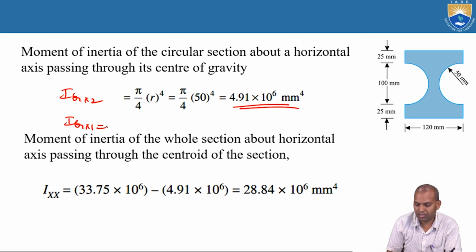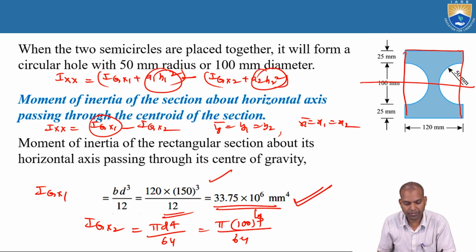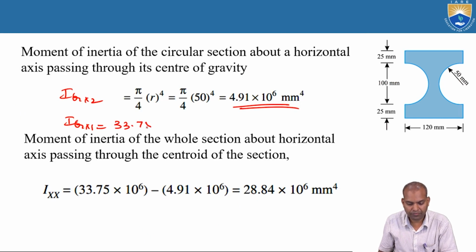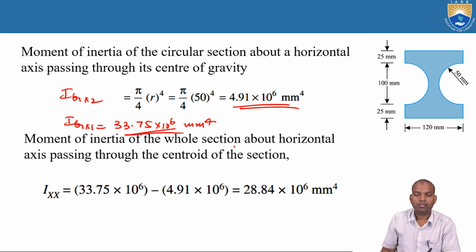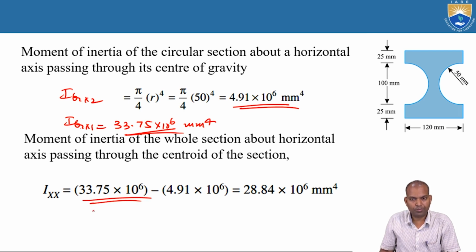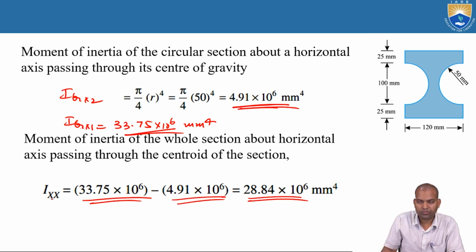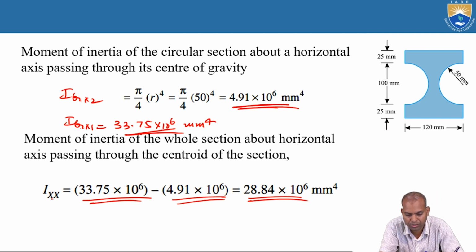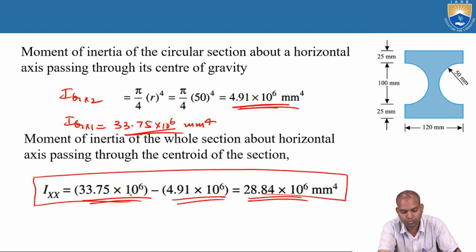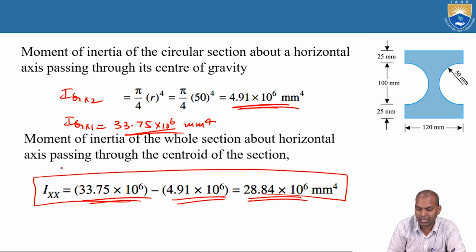What is the Igx1? The Igx1 is 33.75 into 10 power 6 millimeter power 4. Now Igx1 minus Igx2. That is 33.75 times 10 power 6 minus 4.91 into 10 power 6. You have to subtract. Then it becomes 28.84 into 10 power 6 millimeter power 4. That is Ixx. It is passing through the centroidal section parallel to the horizontal axis.